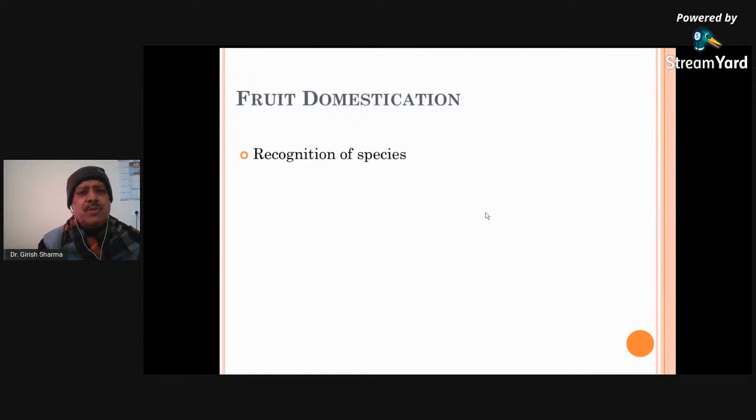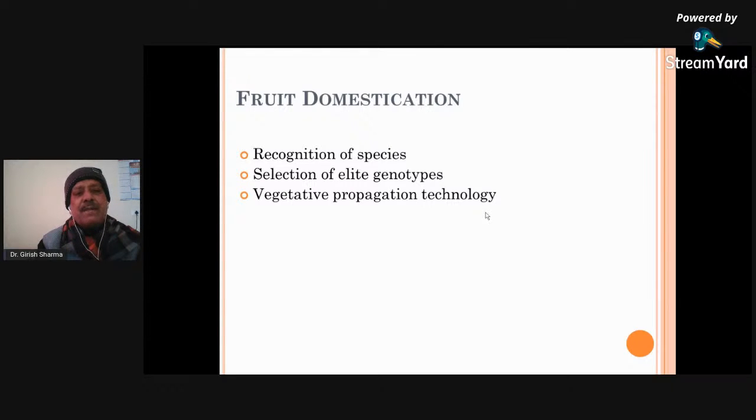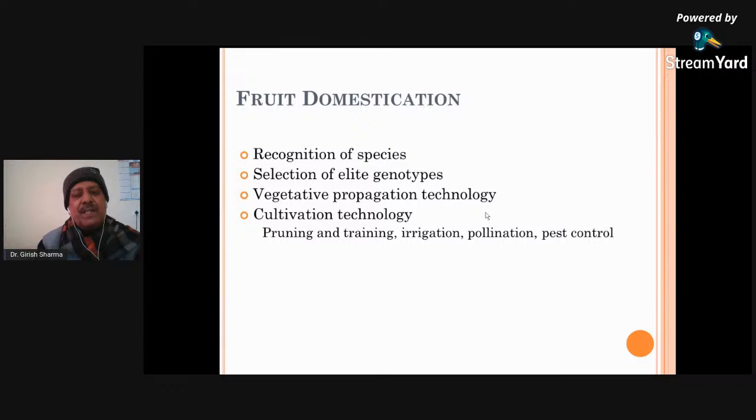Further, it is important to know how the domestication process started. First was the recognition of the species. It was followed by selection of elite genotype. Thereafter, once it was established that they are of direct use to humankind, their vegetative propagation technology or techniques were finally refined and they are now in use.